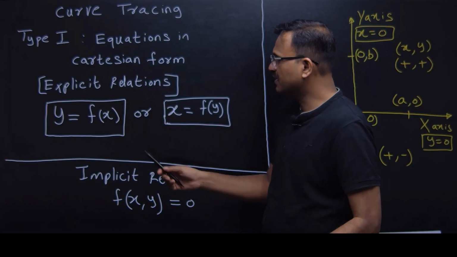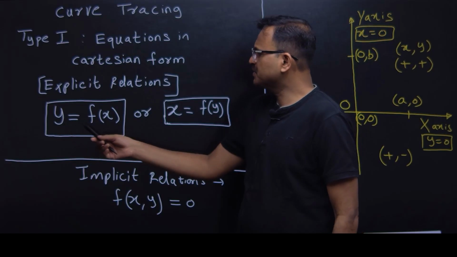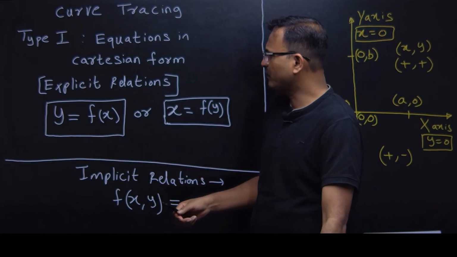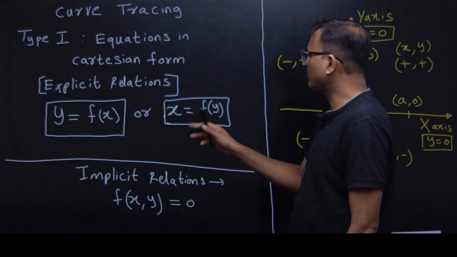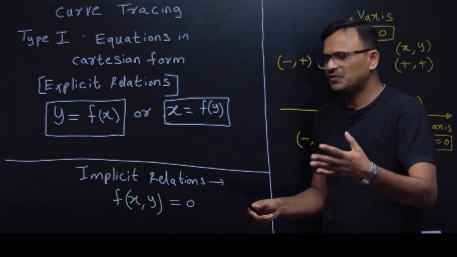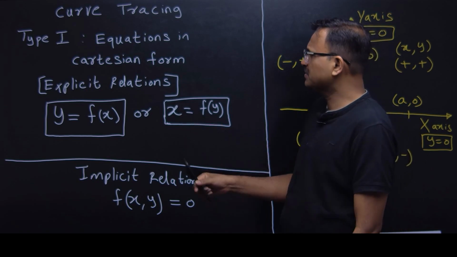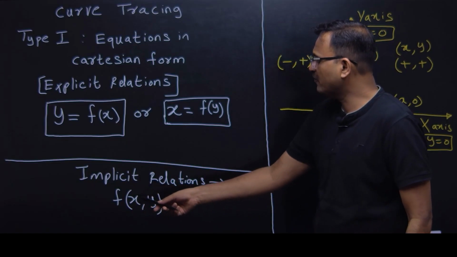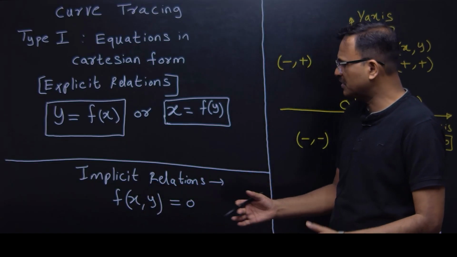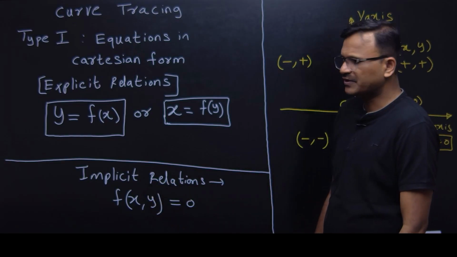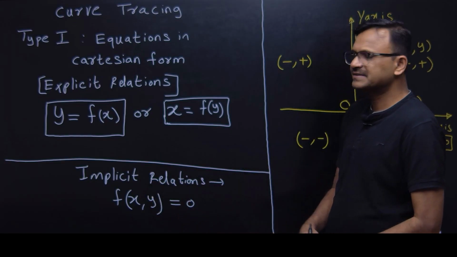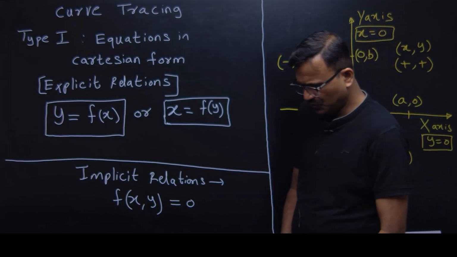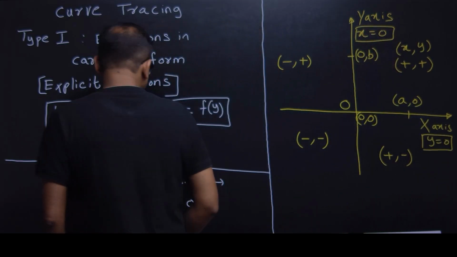Explicit relation means a relation which can be expressed in this form: y is some function of x, y is f of x, or which can be expressed in the form x is a function of y, x is equal to f of y. So the given equation may be in explicit form or it can be in implicit form. It can be in the form f of x comma y is 0. All terms of x and y will be on the right hand side or left hand side of the equation, and the other side will be 0. So we'll discuss both types.